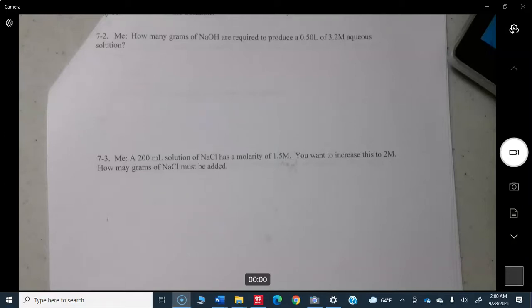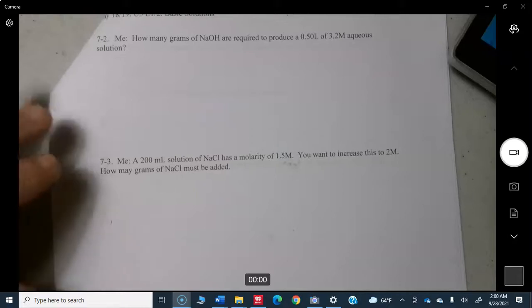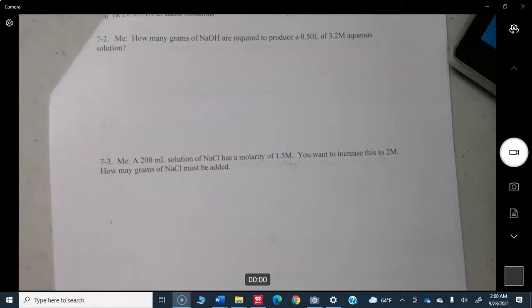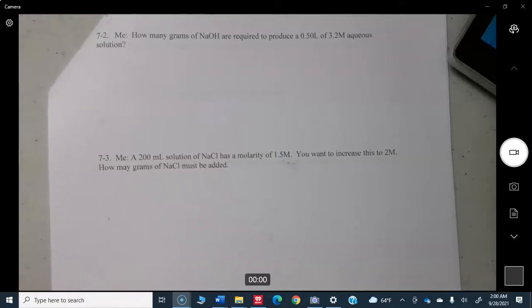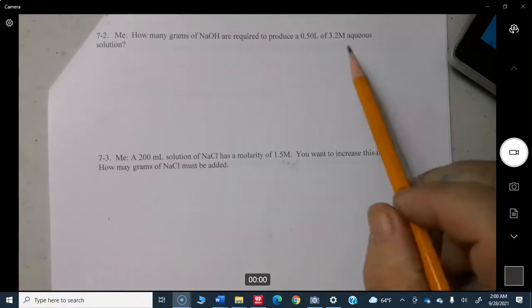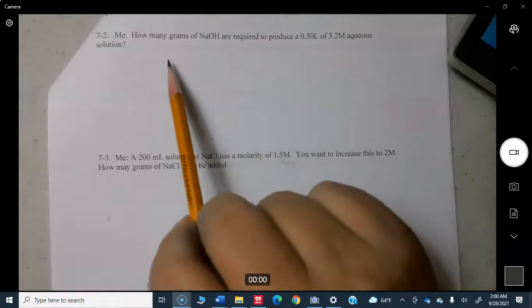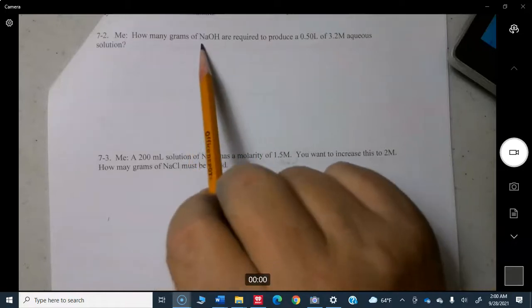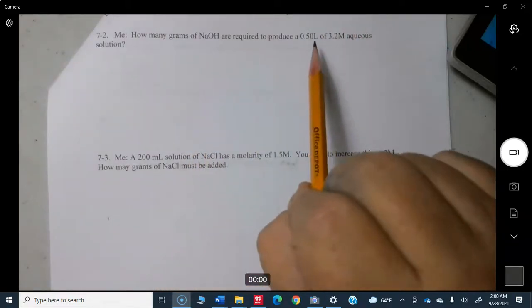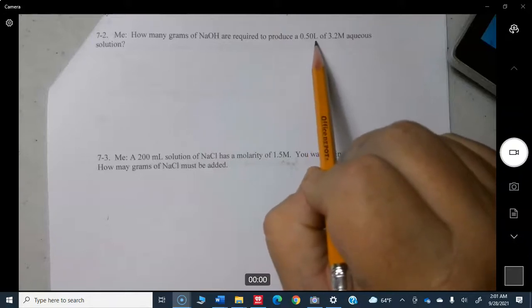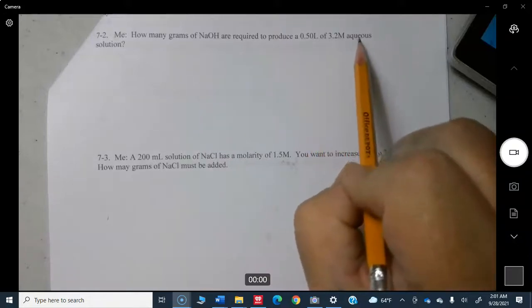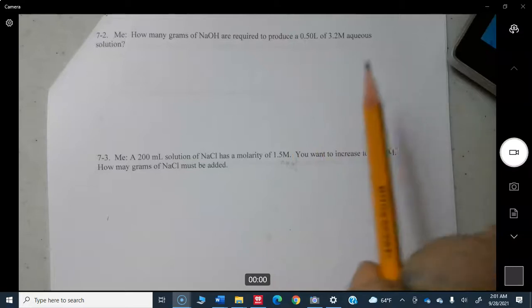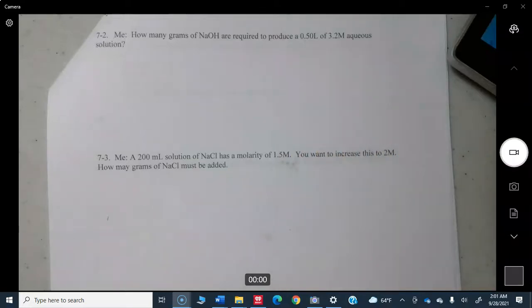7-2. Okay, this is a lab problem. This is very likely to be something they could ask you on the AP exam, because it's basically asking you as a student, you go into the lab storeroom and you need to get a certain number of grams of sodium hydroxide. You need to get enough to make half a liter, 0.5 liters of 3.2 molar aqueous NaOH solution. So how many grams do you have to use?